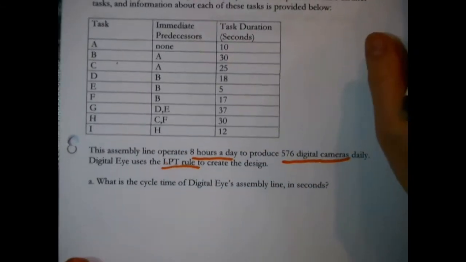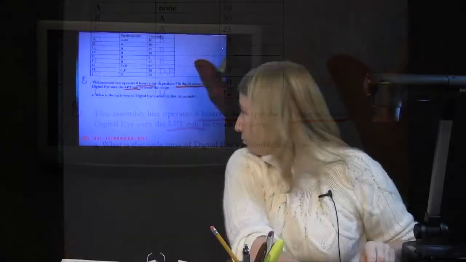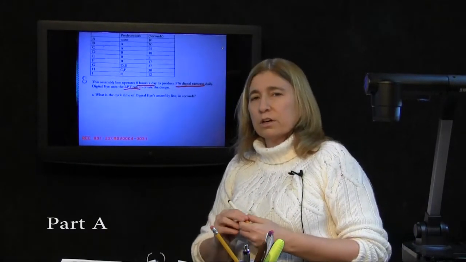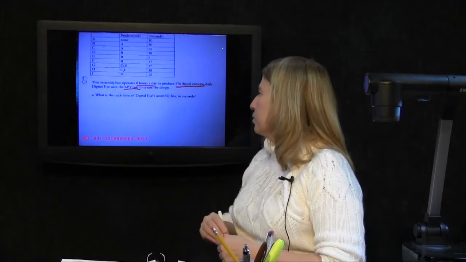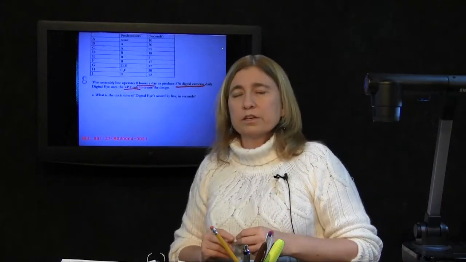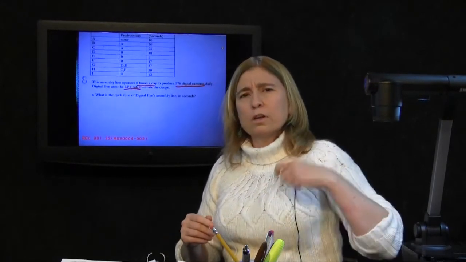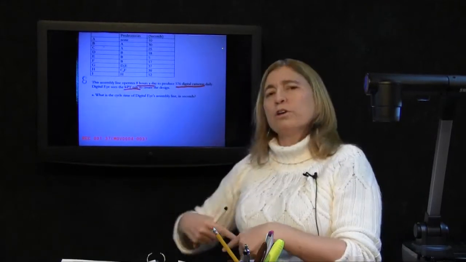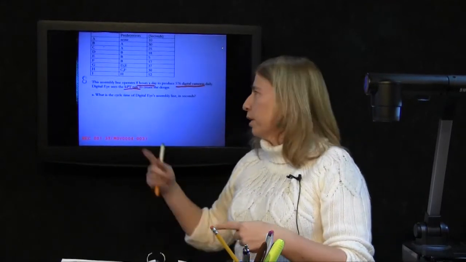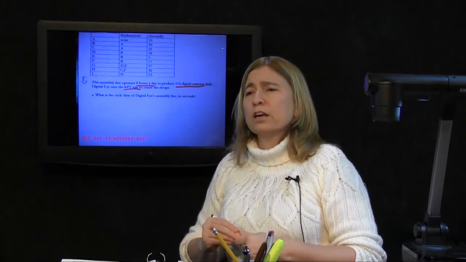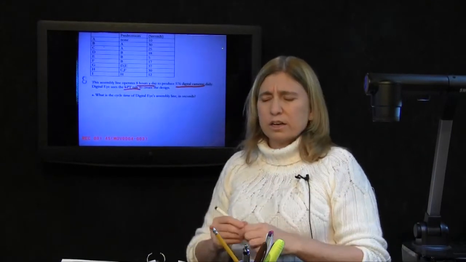Okay, fine. First question. What is the cycle time of Digital Eye's assembly line? Well, we haven't designed the assembly line, but we remember in line balancing that, ironically, you have to determine the cycle time of a line, basically the speed at which it will run, before you can design it. So we might as well do part A. We will have to anyway if we have to design this line. So how do you calculate cycle time?